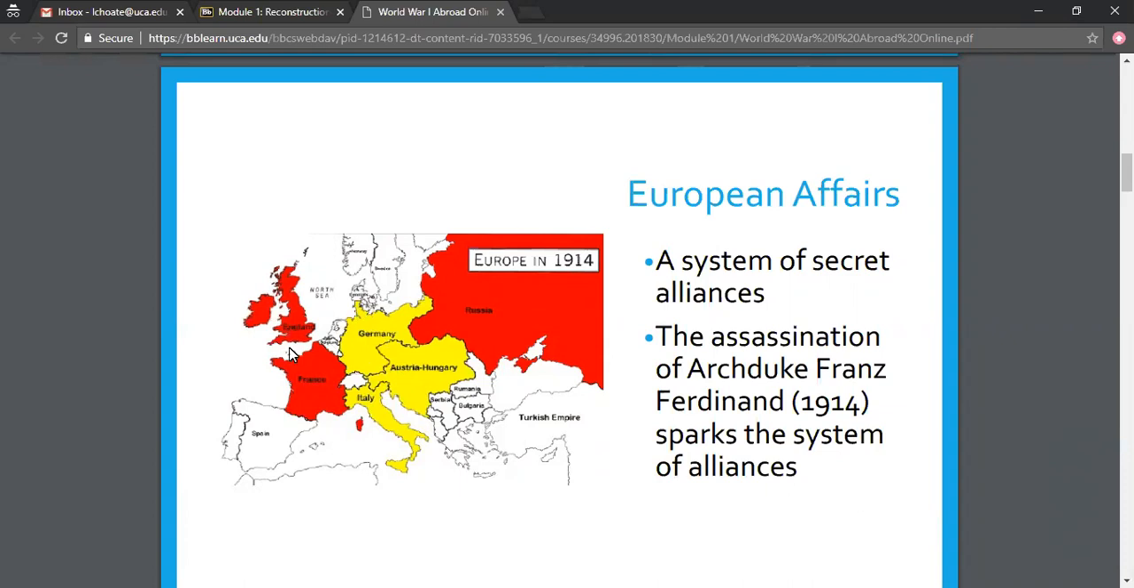France has the same kind of thing with England. They're going to back each other up in terms of a fight, and Russia gets involved in that as well. So you can see here that all of these countries have these secret alliances, and there are others involved as well, but these are the main ones.